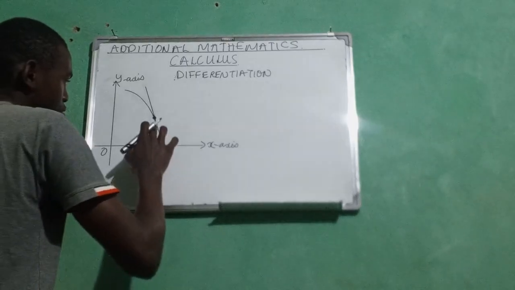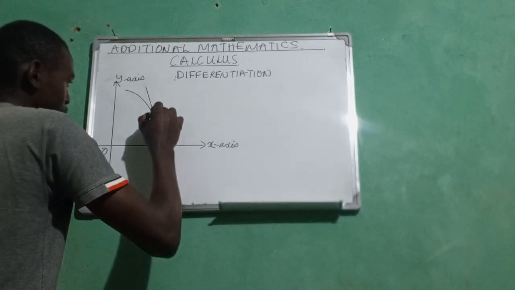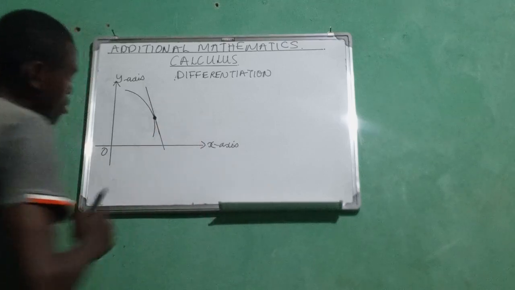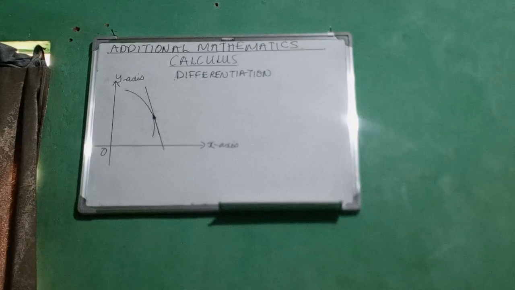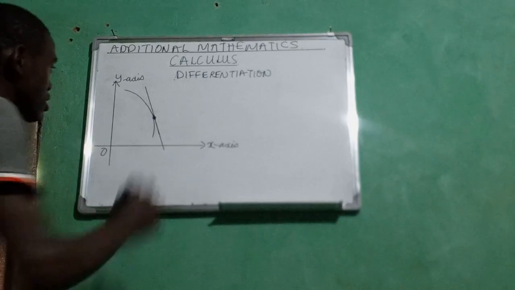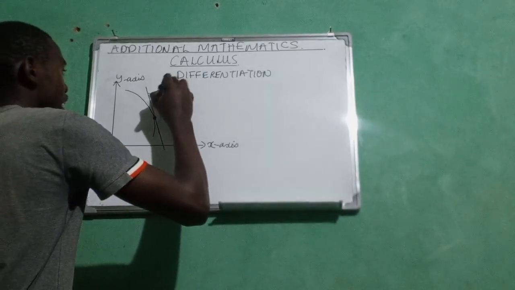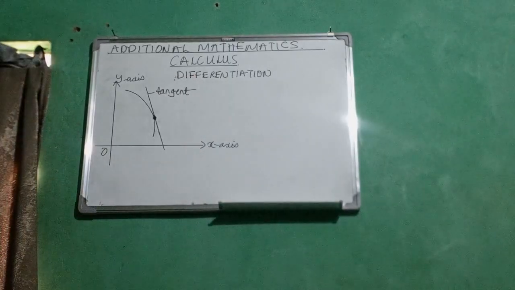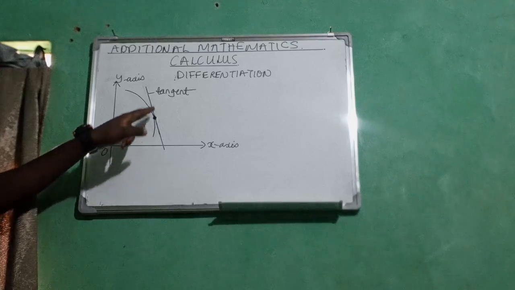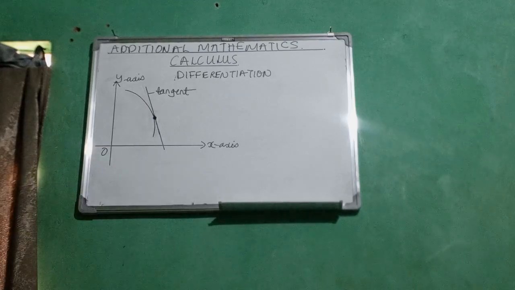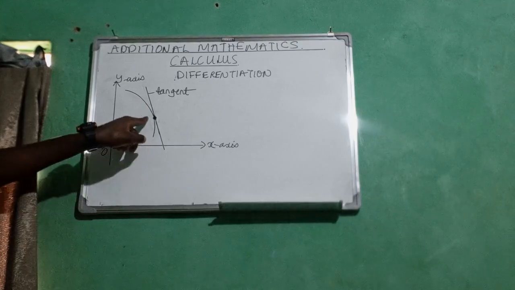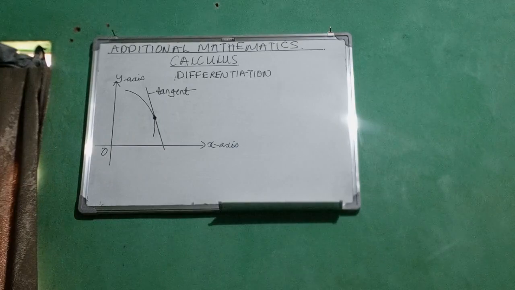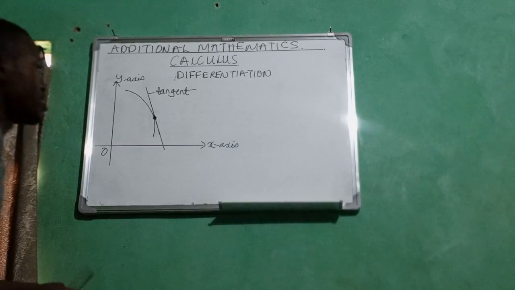Alright. So let me just draw it like this. Okay. So this straight line is touching that particular curve at that point only. This straight line that we draw is called the tangent. So this tangent, if you find the gradient of this tangent line, it means you're finding the gradient of this particular point on the curve. That's what we do under calculus differentiation.